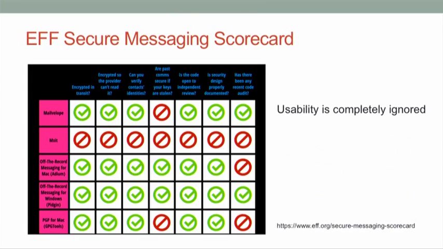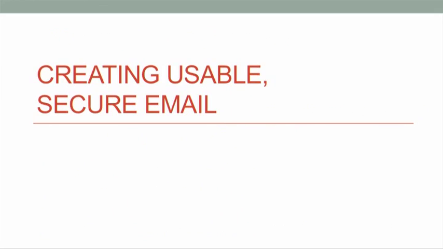And in fact, the EFF, the Electronic Frontier Foundation, has a scorecard where they list a bunch of secure messaging tools, instant messaging, and some secure email tools. They have a scorecard to help users understand how secure the tools are that we're using. And the interesting thing is there's nothing there about the usability of these tools. And some of us in the community have been talking about that fact.